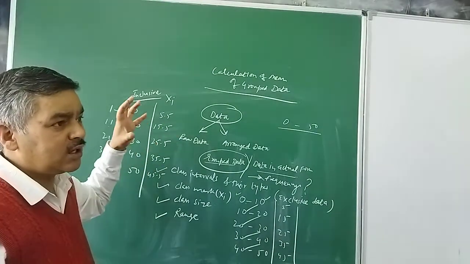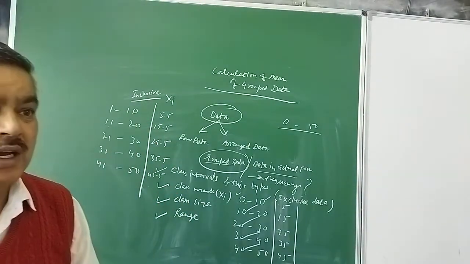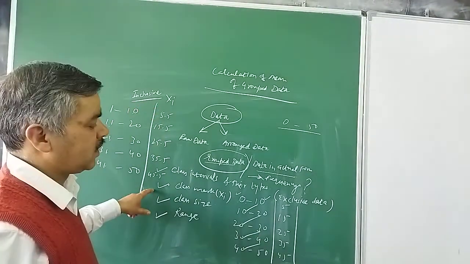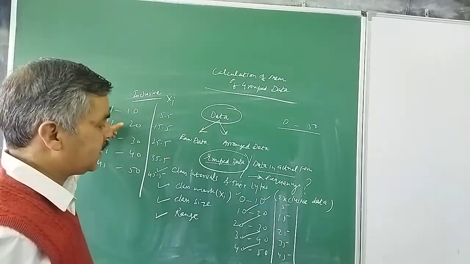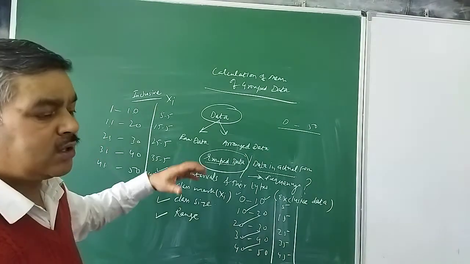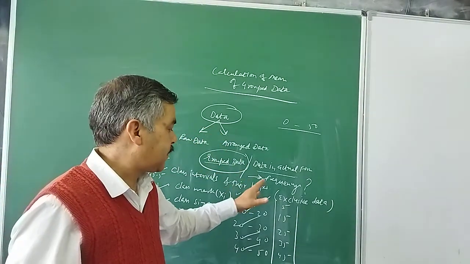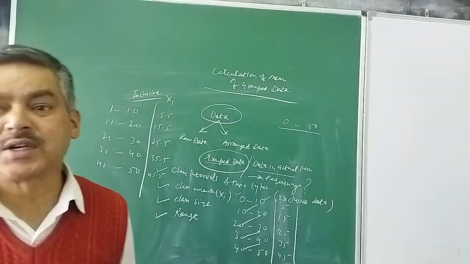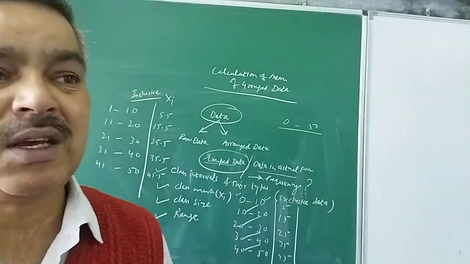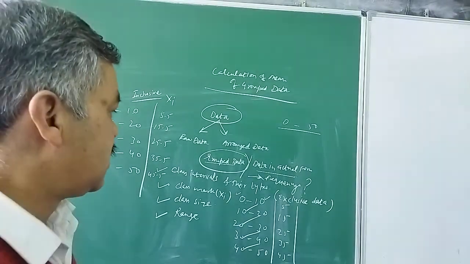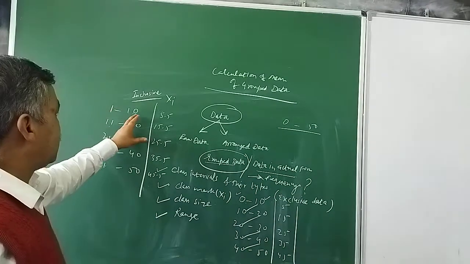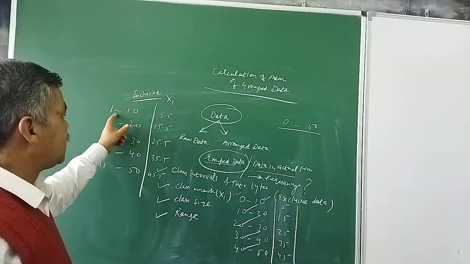So then the correct definition of the class size is the difference between the class marks, not between the upper limit and the lower limit. That is valid for both here and here. So class size you can define as the difference between the successive class marks.